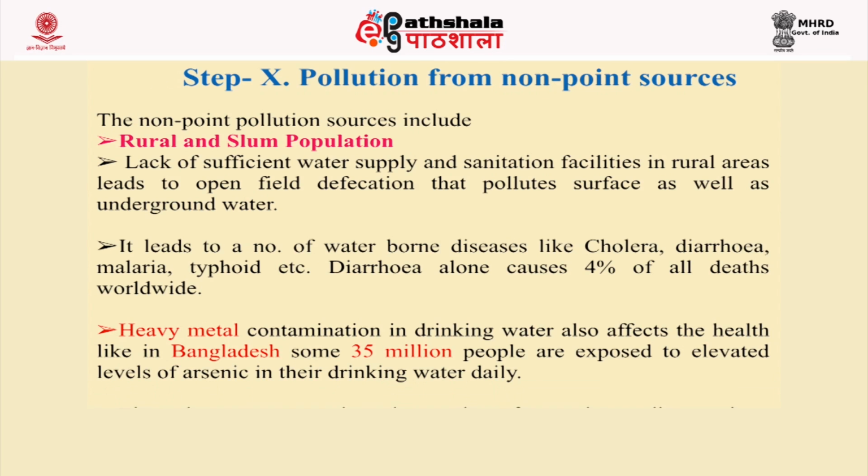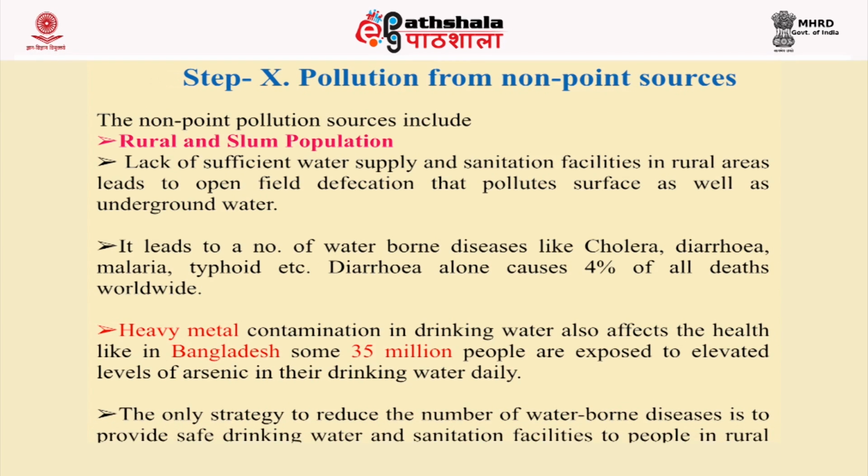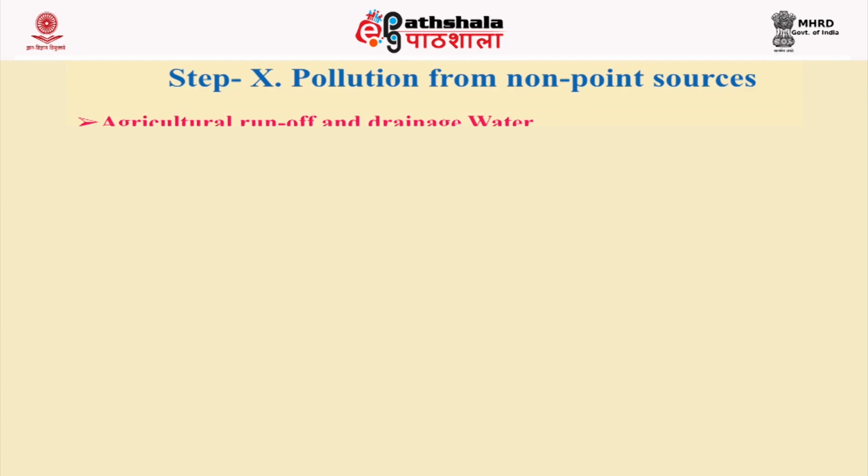Heavy metal contamination in drinking water also affects the health of people. Like in Bangladesh, some 35 million people are exposed to elevated levels of arsenic in their drinking water supply. The only strategy to reduce the number of waterborne diseases is to provide safe drinking water and sanitation facilities to people in rural as well as urban areas. Second non-point source is agricultural runoff and drainage water.